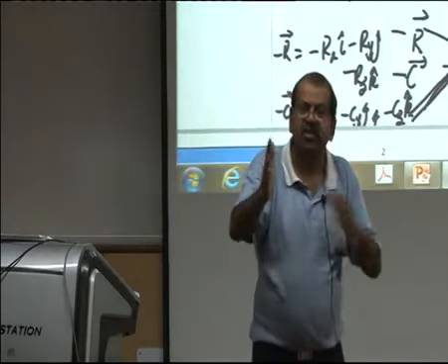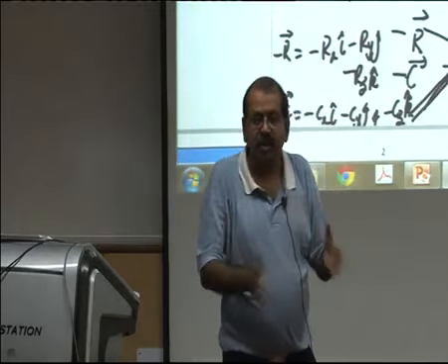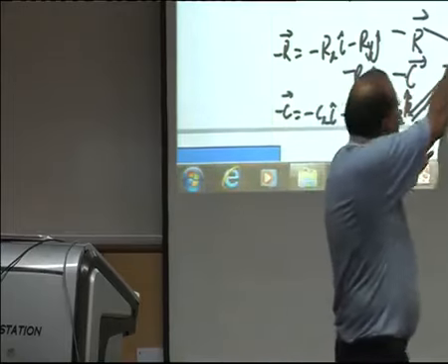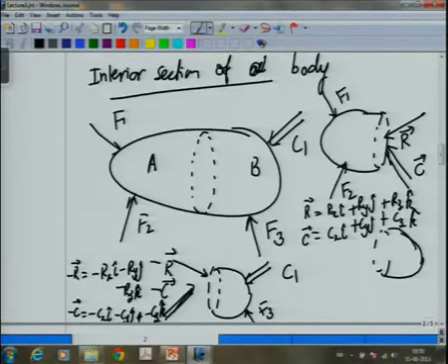So, this is what, in general, this is for a general loading. In special cases some of these may be 0, but this is what a cut section will entail.